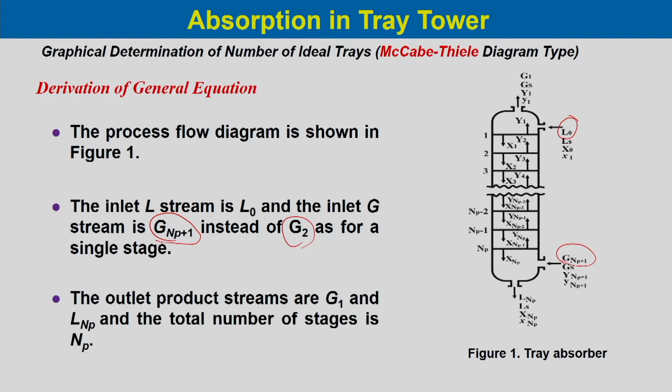The product outlet stream is G 1 over here, and instead of L n p, which is over here, the total number of stages is considered n p, numbered from top 1 to n p. So, the total number of stages is n p.